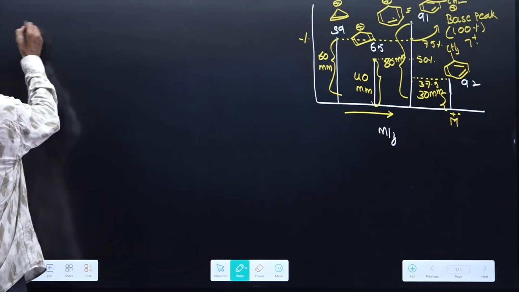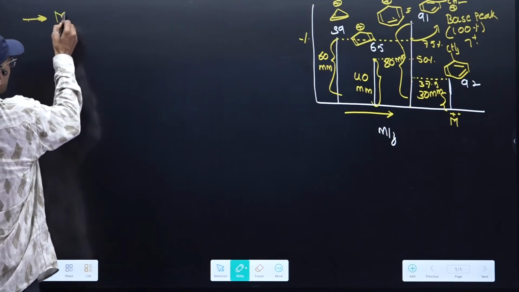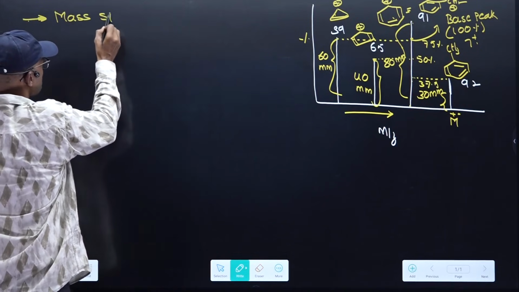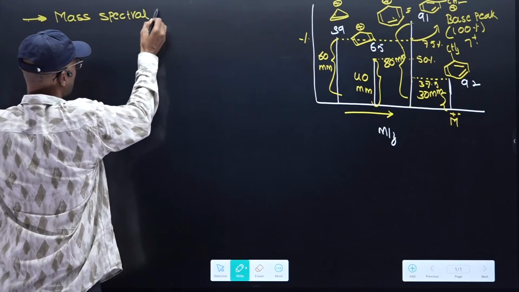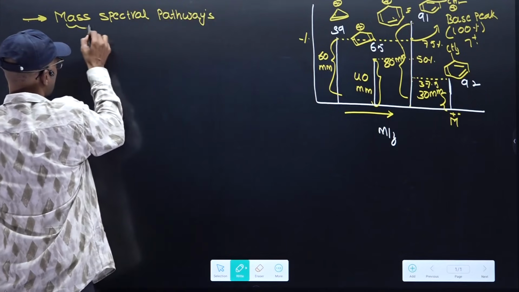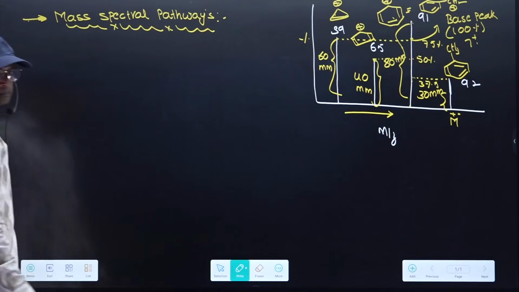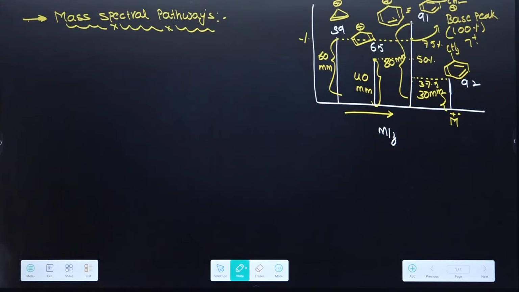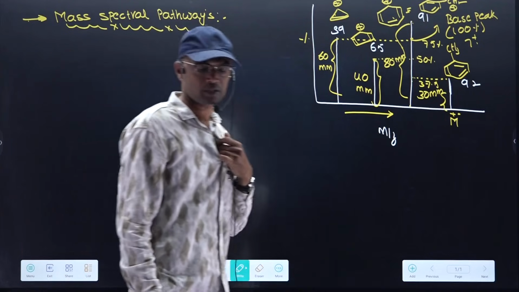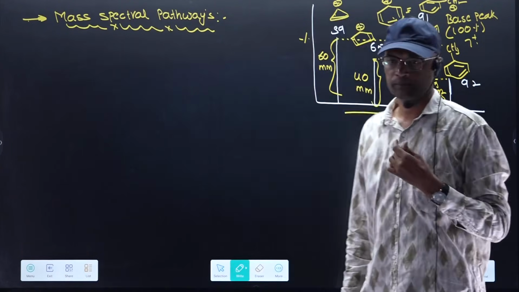Okay, so, mass spectral pathways. This is also called fragmentation rules. Before starting off fragmentation rules, we need to learn mass spectral pathways or fragmentation pathways. After this we will see what fragmentation rules are. So fragmentation rule comes from this one only.